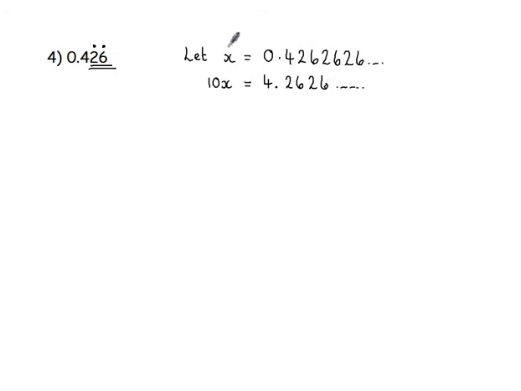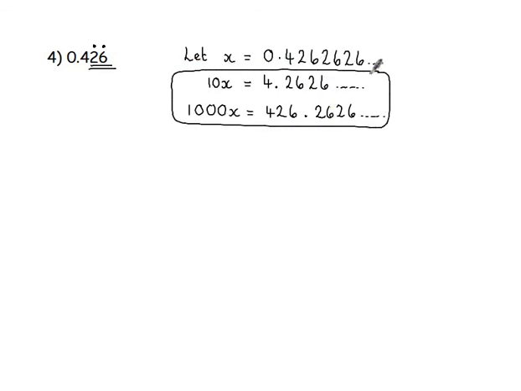So we want to multiply this again here. So if we multiply it by 1,000, you will see that it starts then with 2626, which is what we want. So we're also going to times it by 1,000. So 1,000x is going to give us 426.2626. Okay, and now when we subtract, because when we subtract we want to get rid of this recurring decimal, we're going to subtract these two.